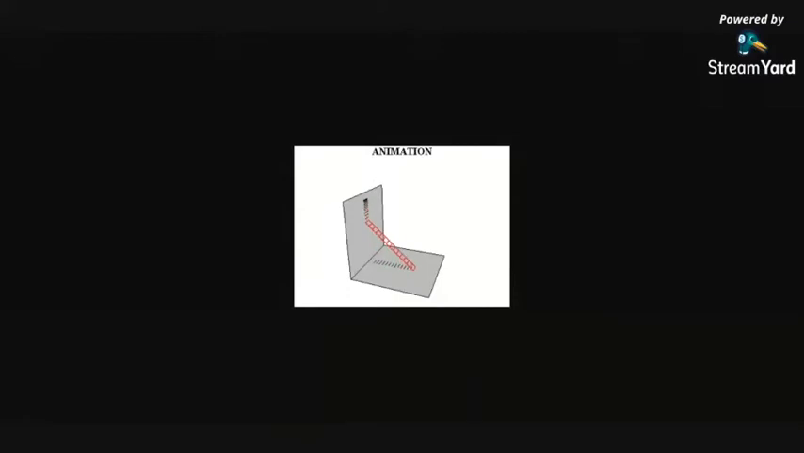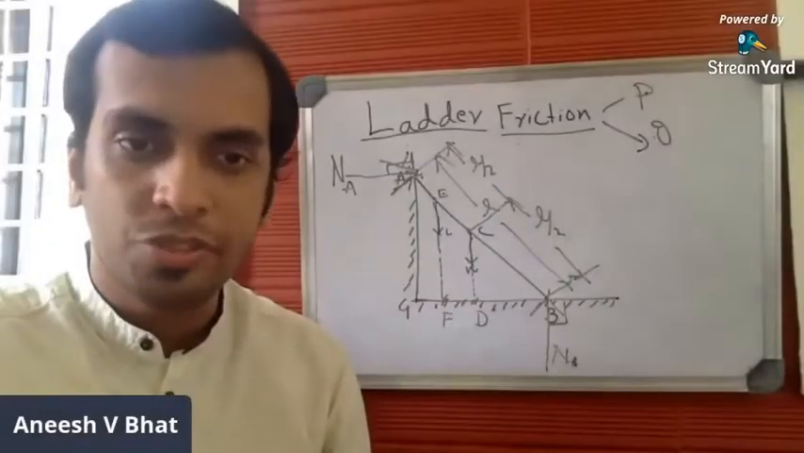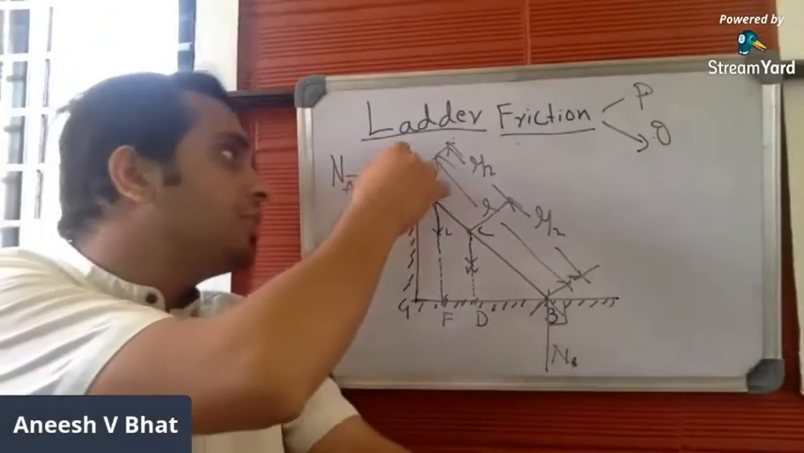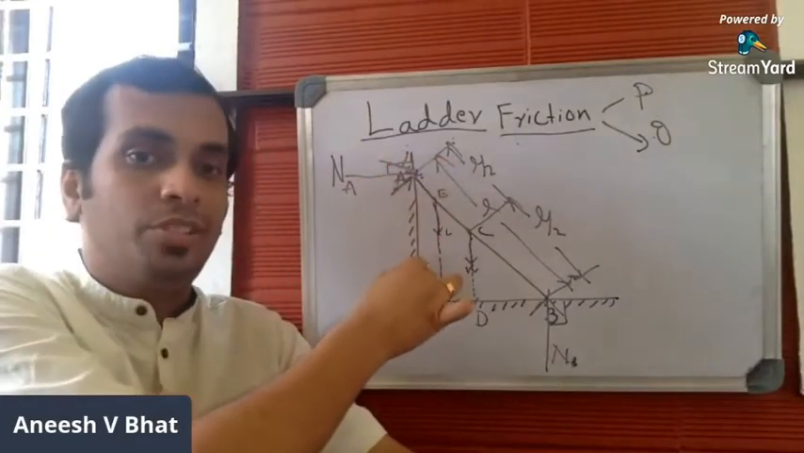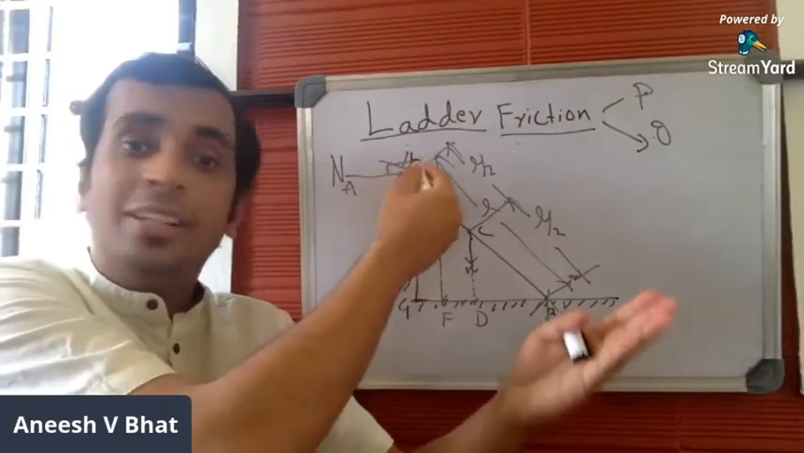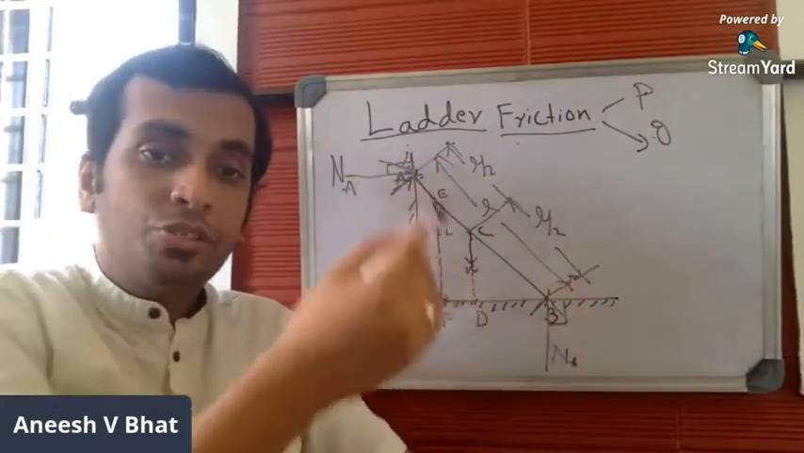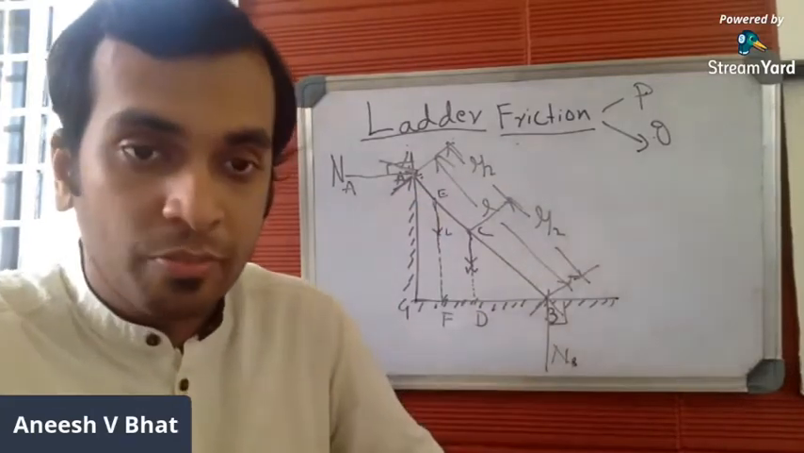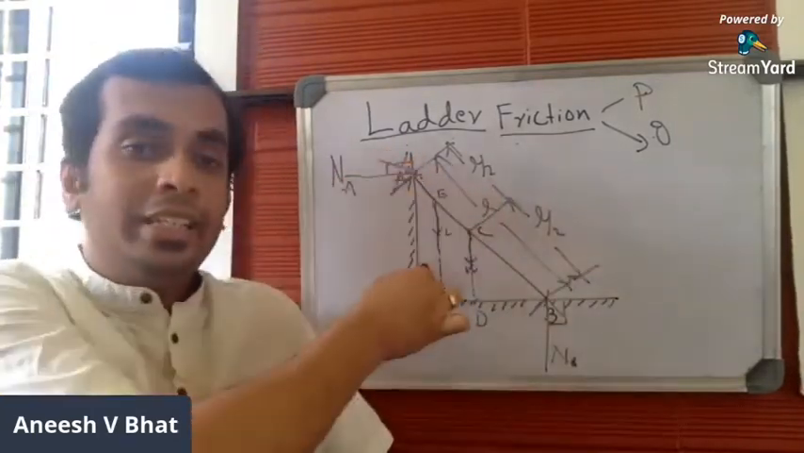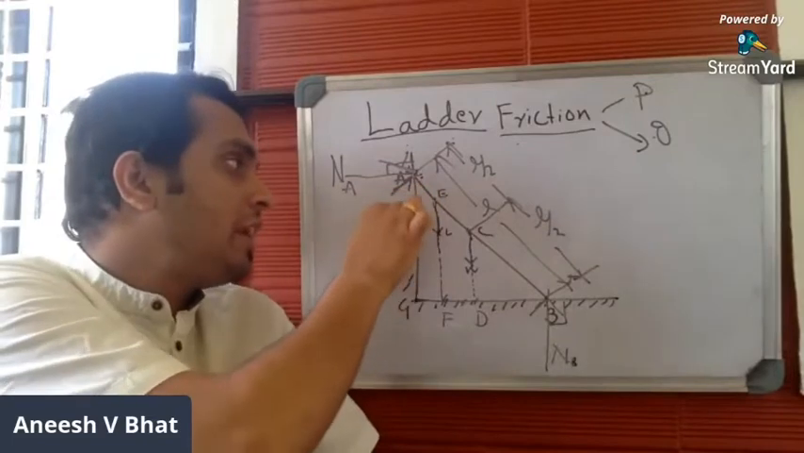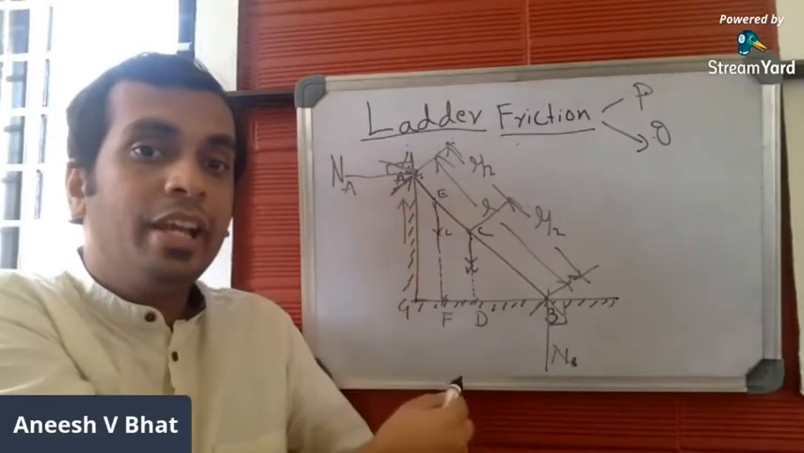If you observe, the direction of motion with respect to the wall is vertically downwards, and the direction of motion with respect to the floor is horizontally to the right. This is how the ladder moves. So the direction of motion with respect to the wall is vertically downwards. If the ladder moves vertically downwards, then frictional resistance should act in the direction opposite to the direction of motion of the body. So here the ladder moves vertically downwards, so frictional resistance will be acting vertically upwards.